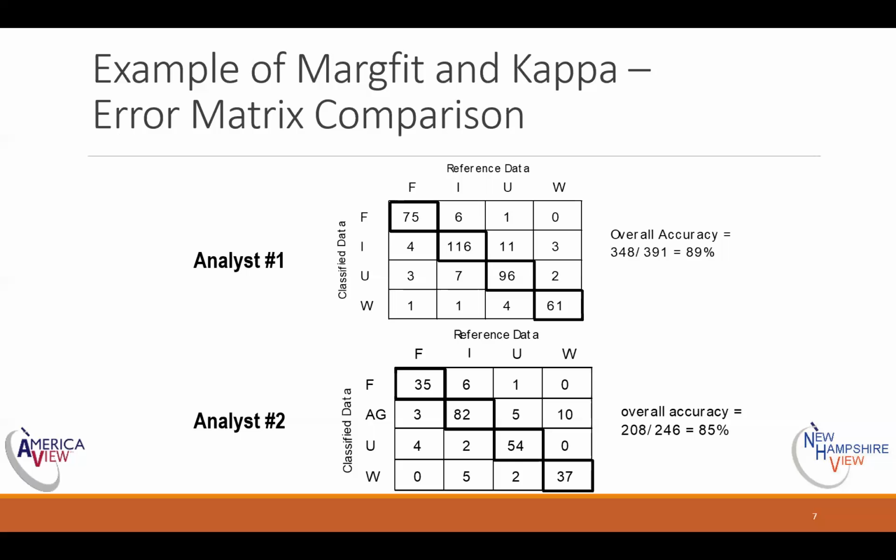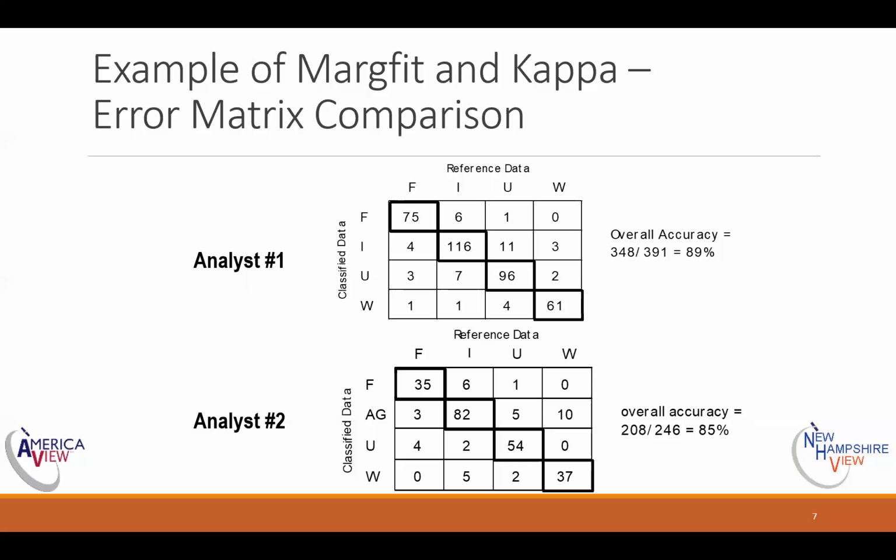They took lots of samples, okay? Whereas the second analyst took only 246 samples. So you look at these two matrices and you want to say, okay, how do I compare these? And the fact is that you really can't at this point. How do you compare the major diagonal value of forest of 75 from analyst number 1 to 35 for analyst number 2? You can't really compare it because one took 391 samples and one took 246 samples.